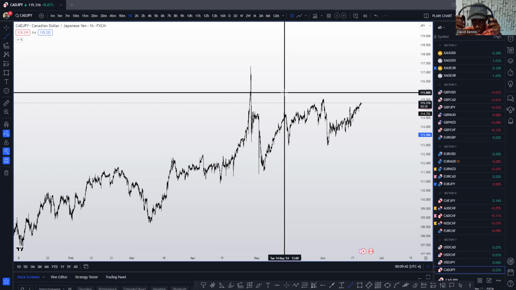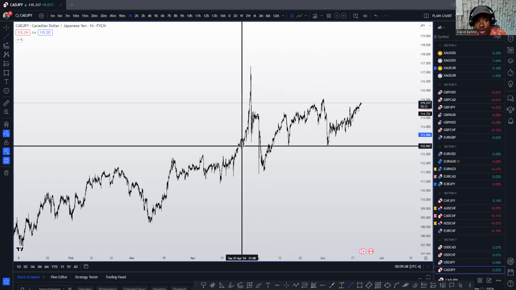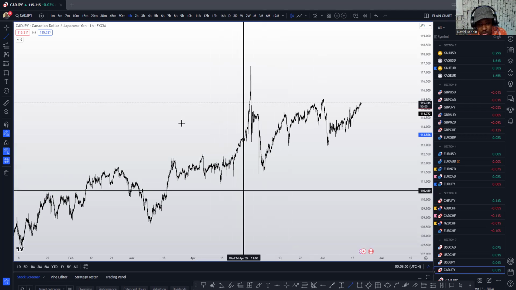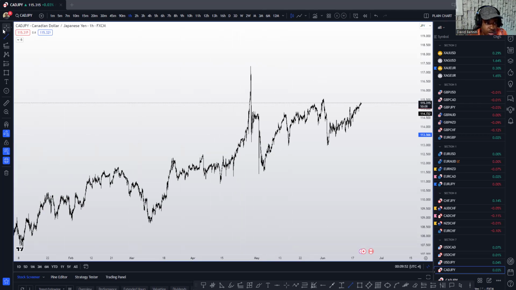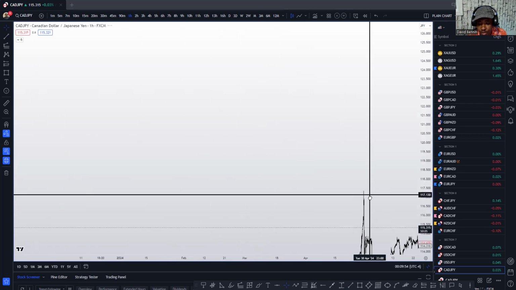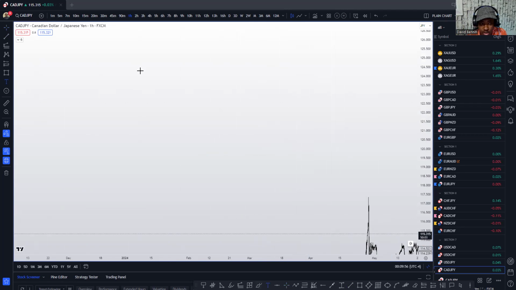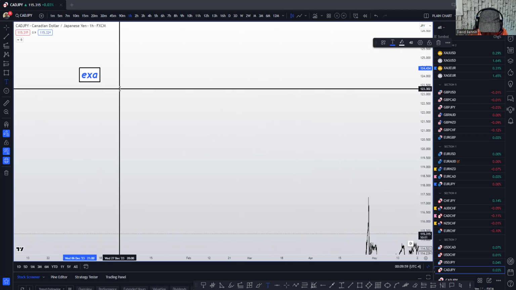So next, I'm going to talk about the next Fibonacci tool that I use. I already talked about the Fib extension. The next one I'm going to talk about is the Fib expansion.